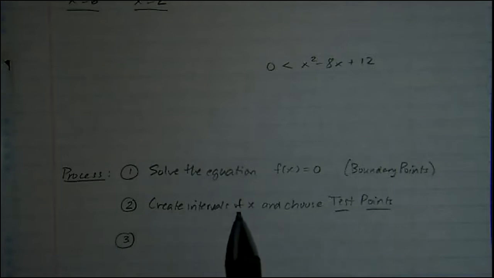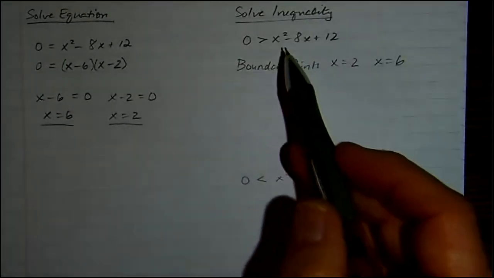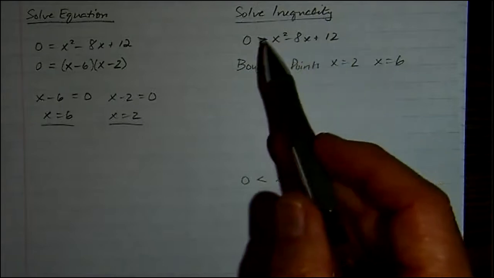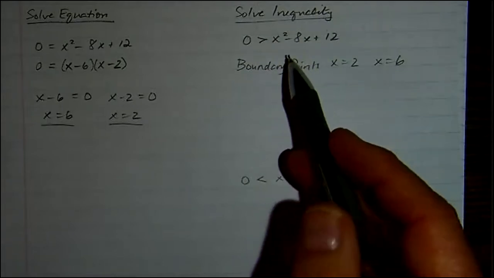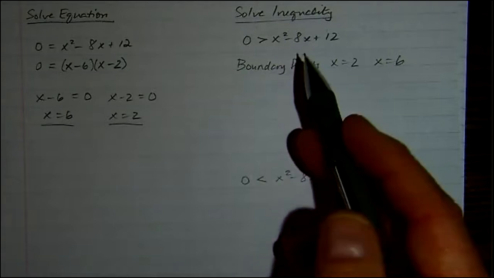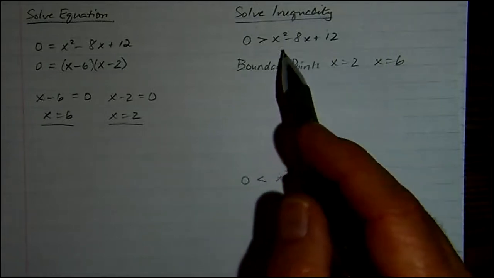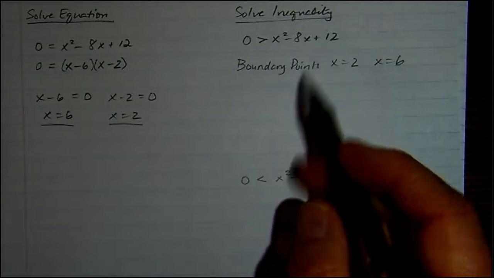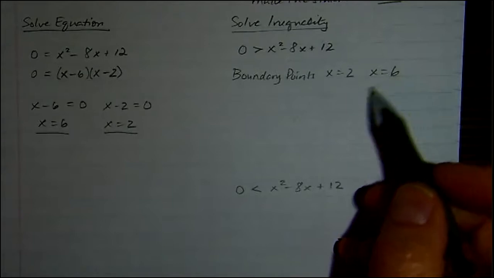So creating the intervals of x starts with the domain, right? We've talked about domain a lot. The domain of this expression, x squared minus 8x plus 12, that's a quadratic. So polynomials, all polynomials, the domain is all real numbers. So we're going to create intervals of this expression using the boundary points. The boundary points create intervals. I have 2 boundary points, so I'm going to have 3 intervals.